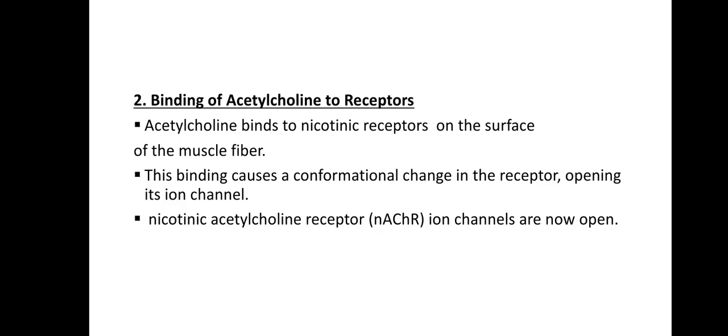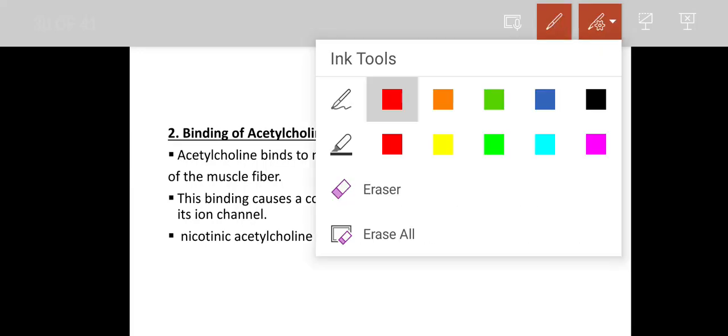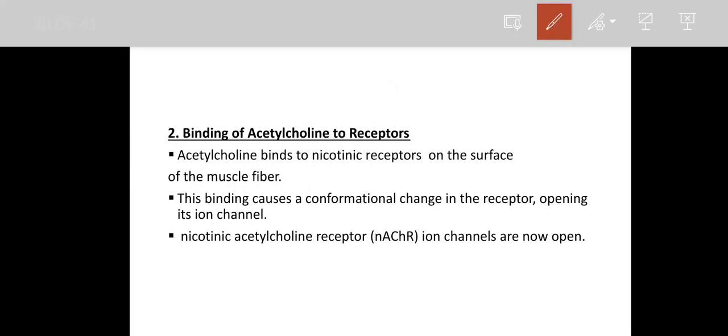What happens once this acetylcholine is released? Let me visualize this. We are talking about the neuromuscular junction, so your mind should be here. The blue one is the postsynaptic cell, in this case the muscle fiber. The red one is a neuron. Now they are meeting here. Acetylcholine, once it is in the synaptic cleft, what happens?